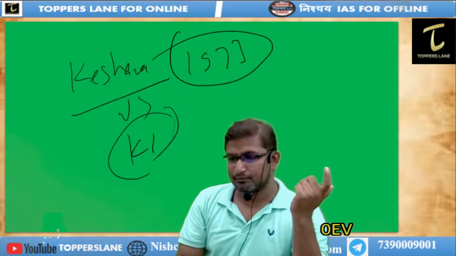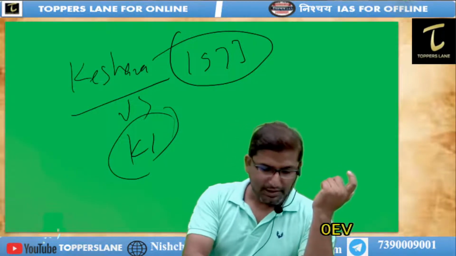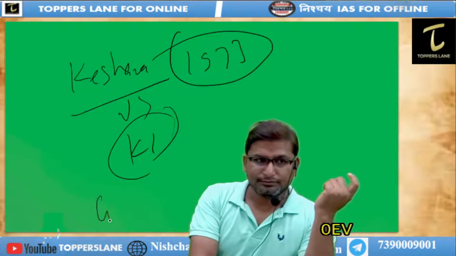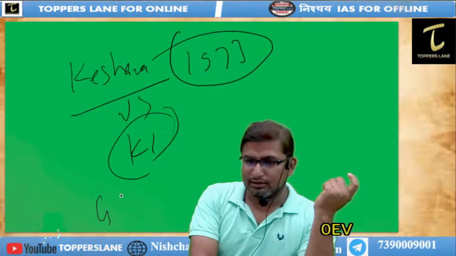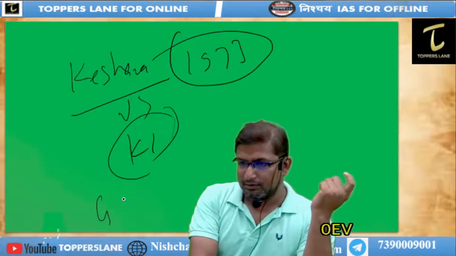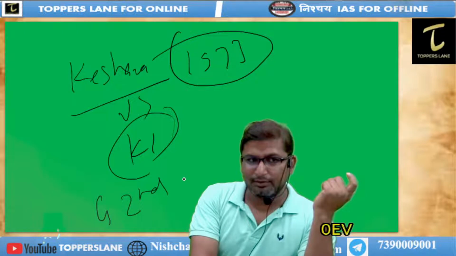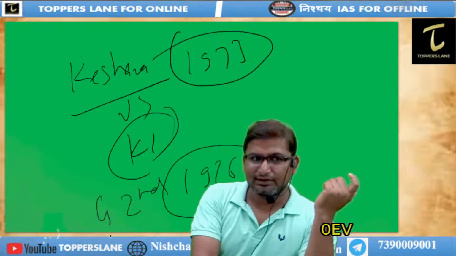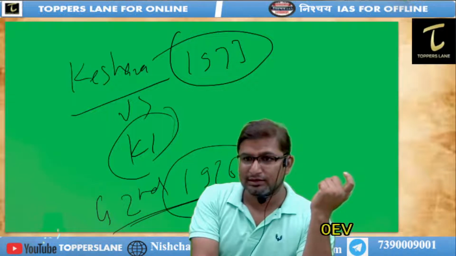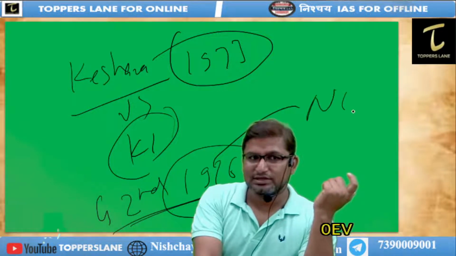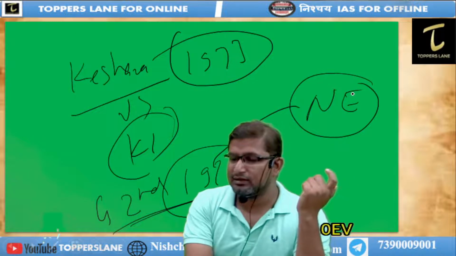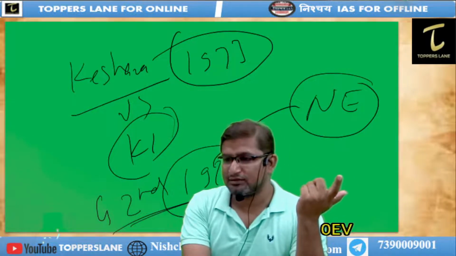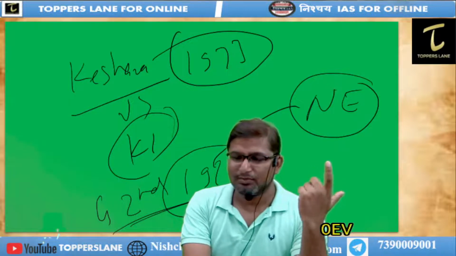Now again, what happened after this? 42nd Amendment. In which year? I have told earlier, 1976. At that time, what was going on in the country? It was national emergency. Again, Indira Gandhi was in the power. And how could she tolerate that someone is taking the power of the Parliament?